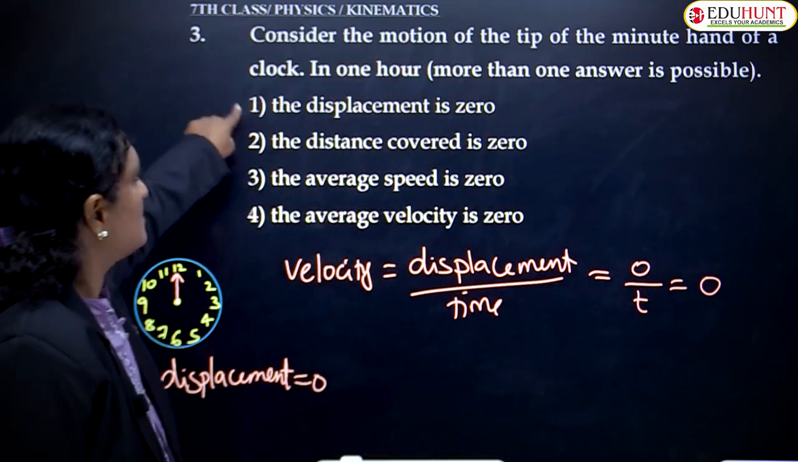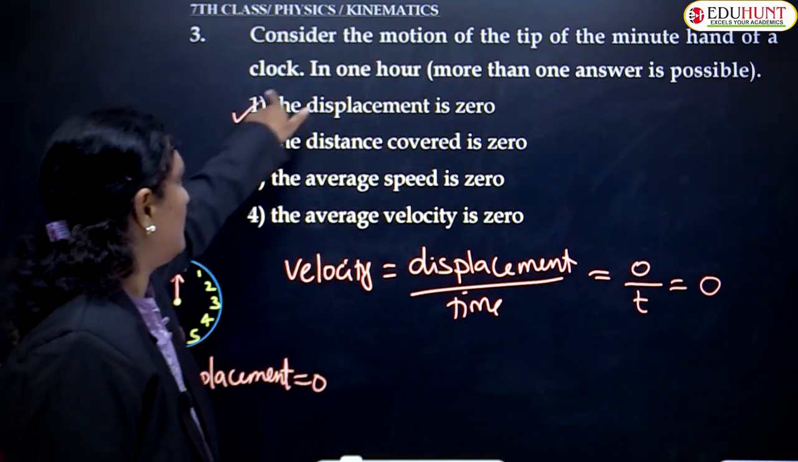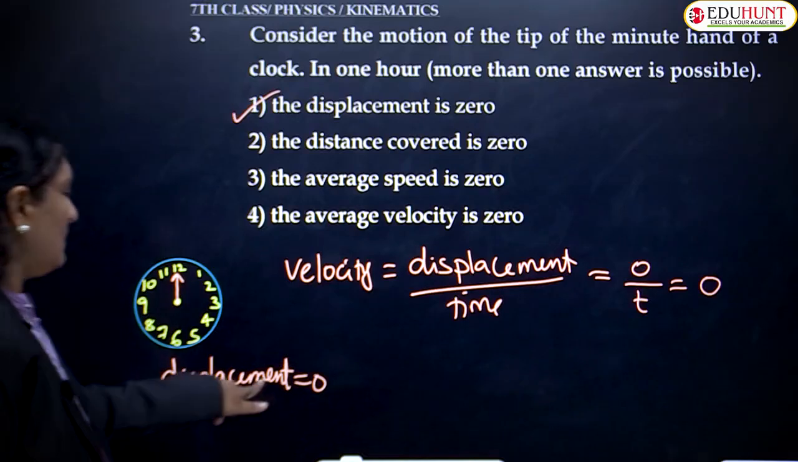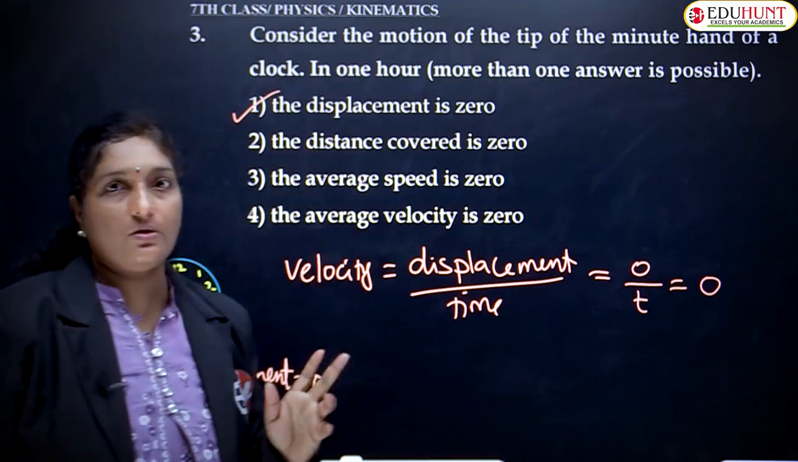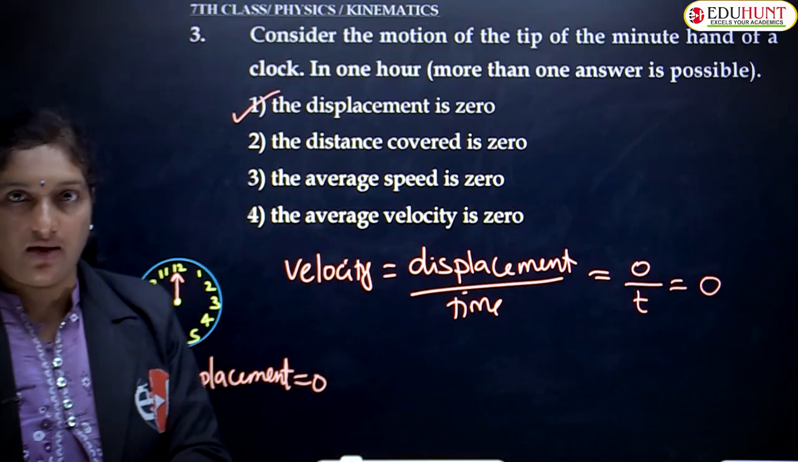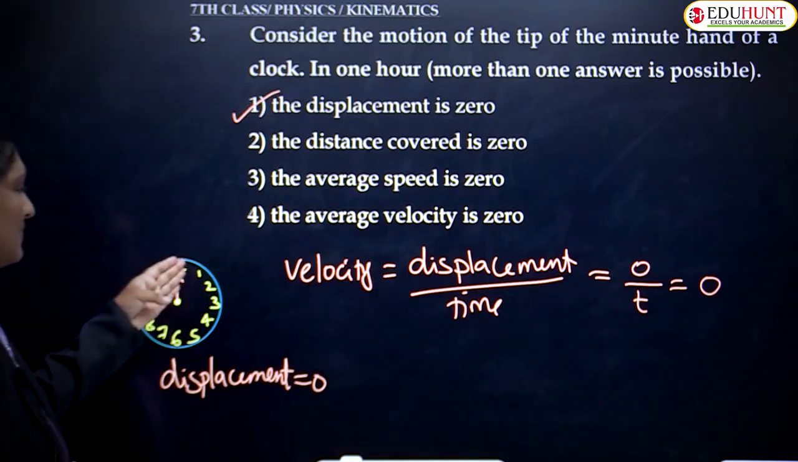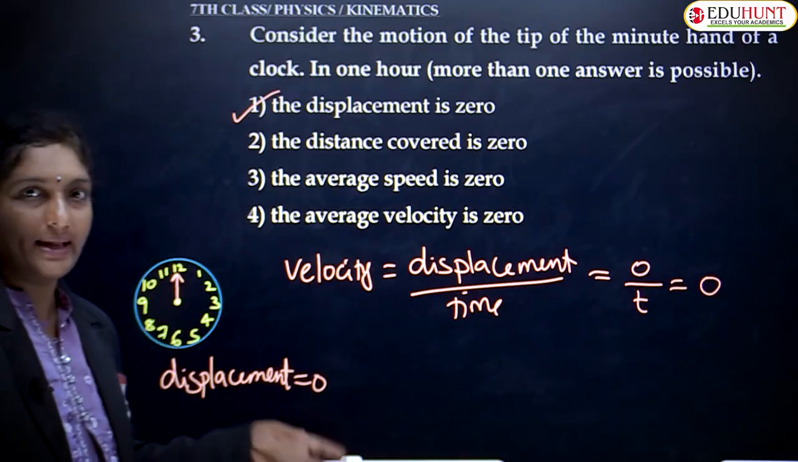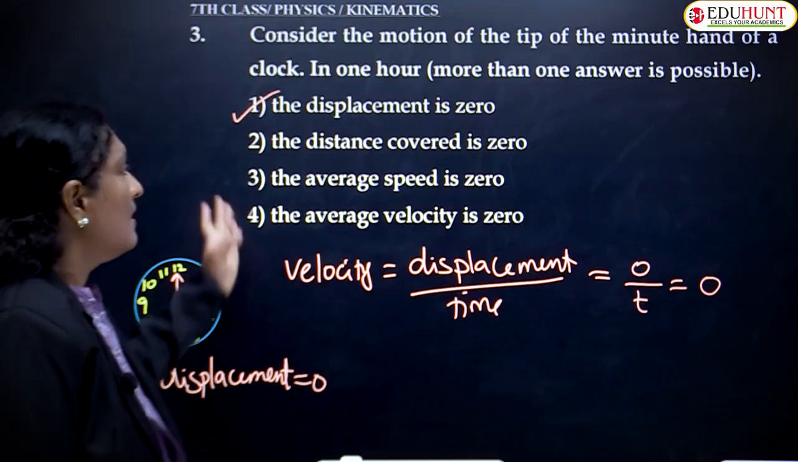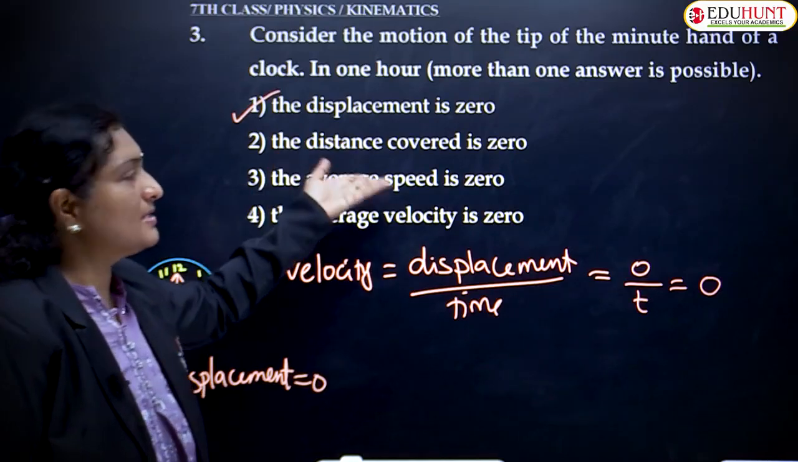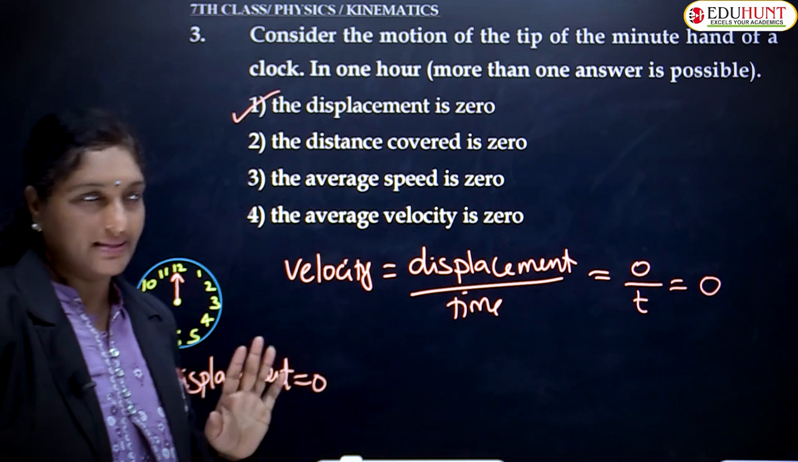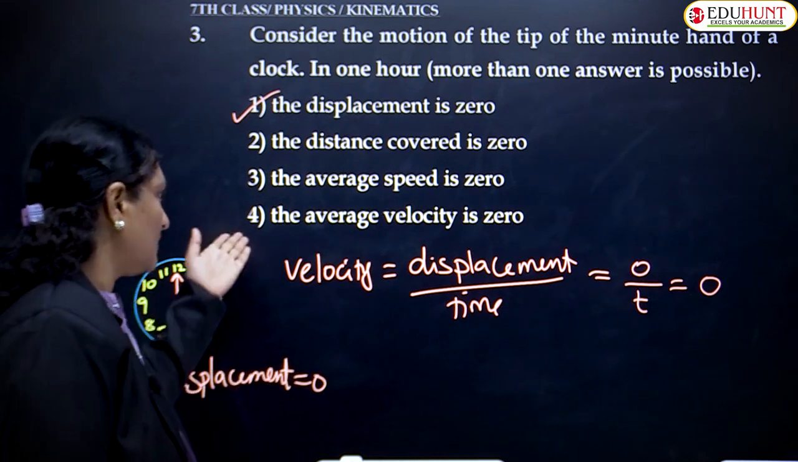The displacement is 0. Yes, just now we have checked it. Initial and final position remain the same, so displacement is 0. Distance covered is not 0. Distance means some path it has covered. One complete circle it has moved, something like 2 pi r based on the radius. The average speed is 0? No, some distance is covered, which means speed remains non-zero. Some speed it is moving with.